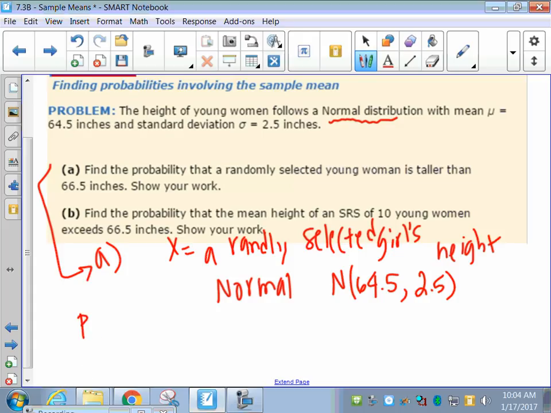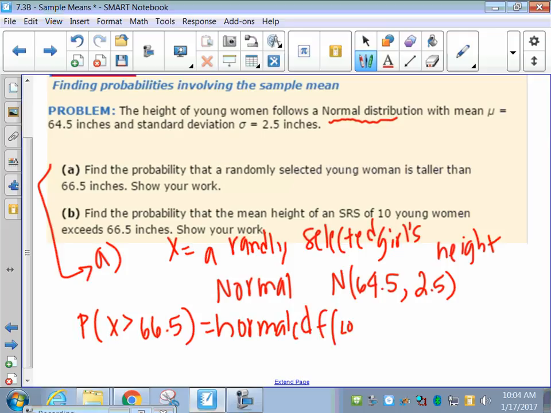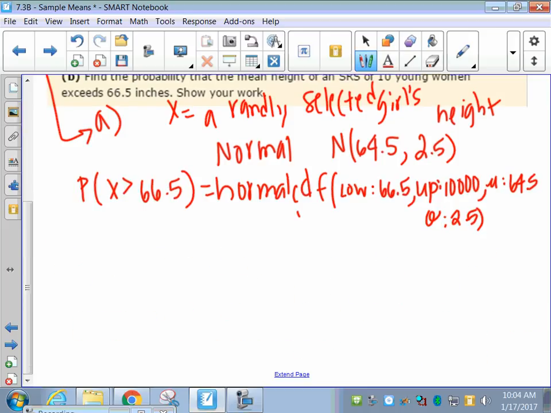We're finding the probability where X is greater than 66.5. And so we can do our normal CDF. Do not forget to label stuff. So what's the lower bound in this problem? Good. What's the upper bound in this problem? We could do 10,000 or something, okay? What's the mean? 64.5. What's the standard deviation? 2.5. All right, plug it in, and we get an answer of 0.2119.